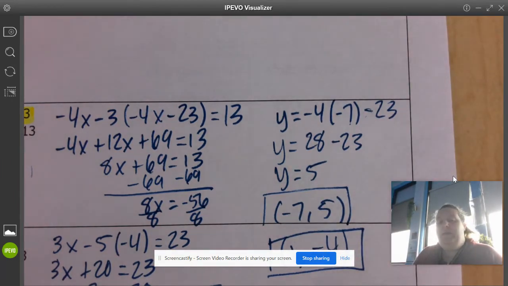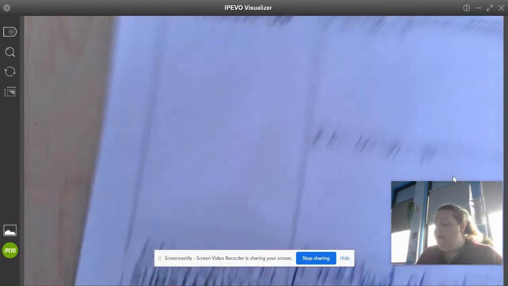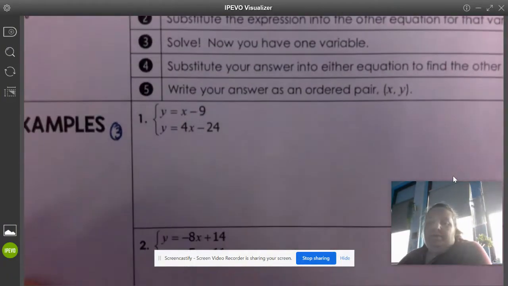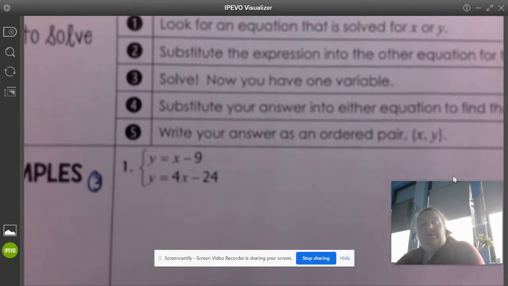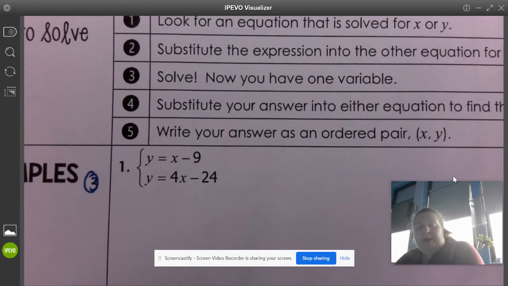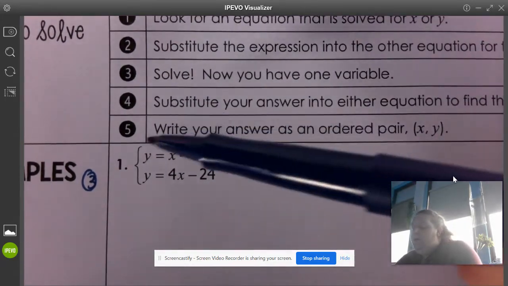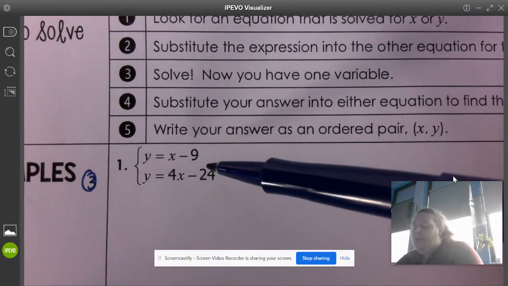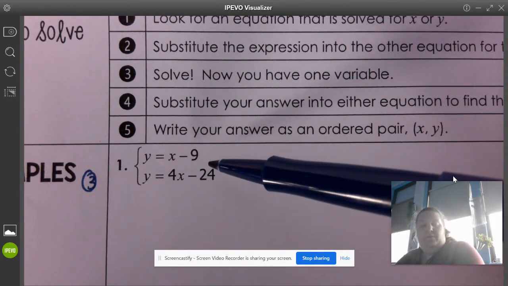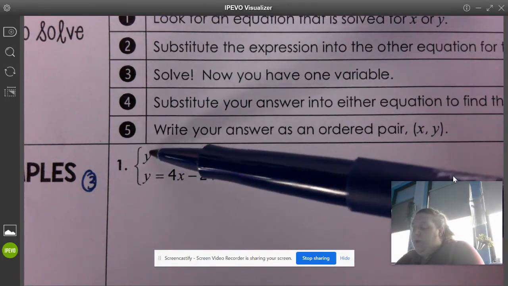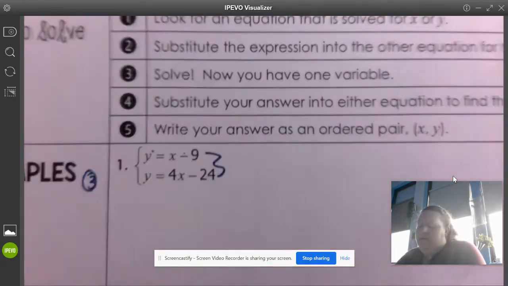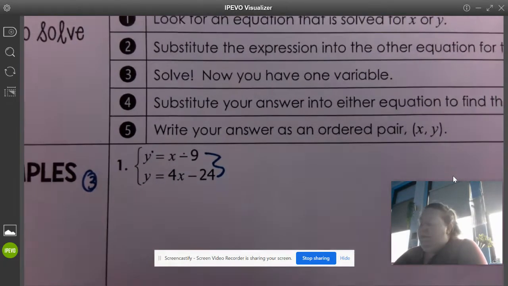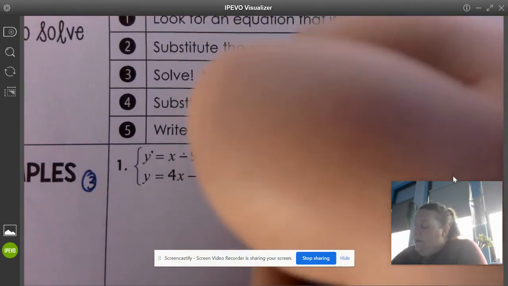So one more that I'd like to do with you is back on the front for today. All right, so we're going to take a look at the very first problem. So same thing, we're going to see which variable is solved for y. Well, they're saying that y equals x minus 9, and they're also saying y equals 4x minus 24. So if this equals y and this equals y, what does it mean about these two statements right here?